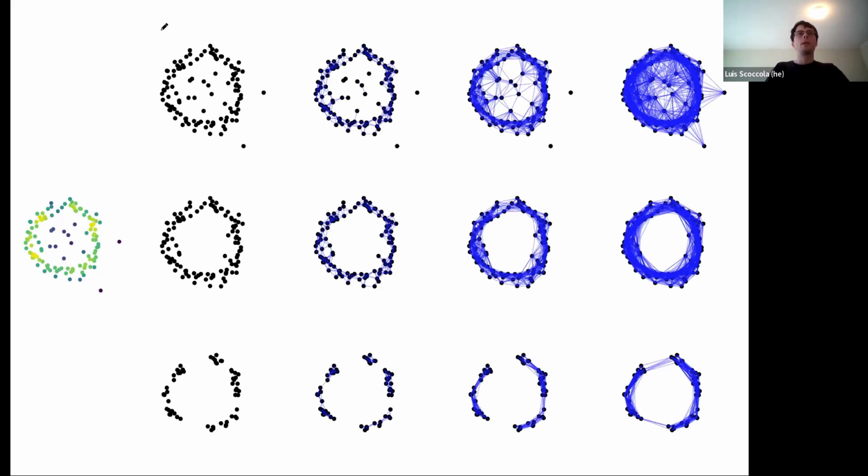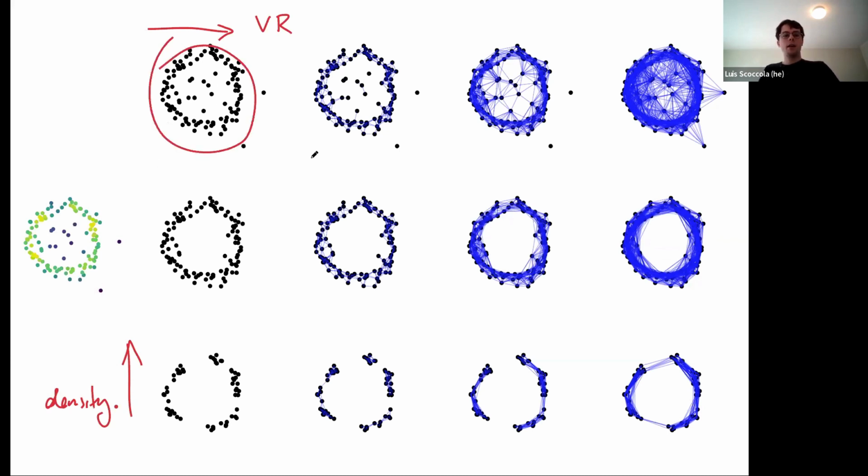So let me tell you what this is. This direction is the Vietoris-Rips direction, and this direction is the density direction. So here you have the original data set, and now if you run Vietoris-Rips, you get what you would expect. You get something that doesn't really look like a circle. Here I'm just drawing the one simplices of Vietoris-Rips to make it a bit nicer, but you can see that basically you don't capture the circle at all.